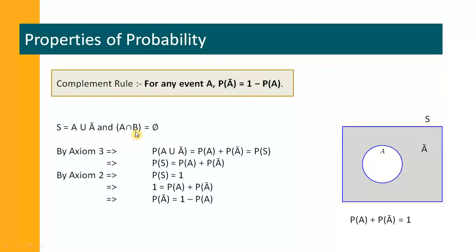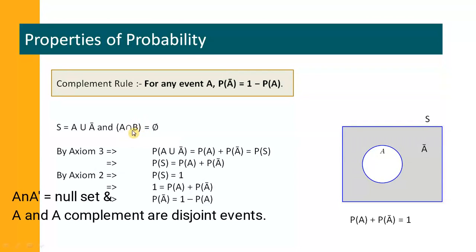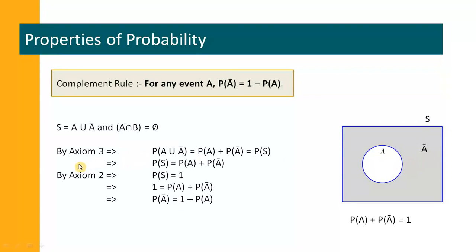A intersection A complement. This is not B, I'm sorry, this is A complement. A intersection A complement is equal to the null set because A and A complement are two disjoint sets. By axiom 3, P of A union A complement, we can call it as A naught, P of A union A naught equals P of A plus P of A naught, which is obviously equal to P of S.